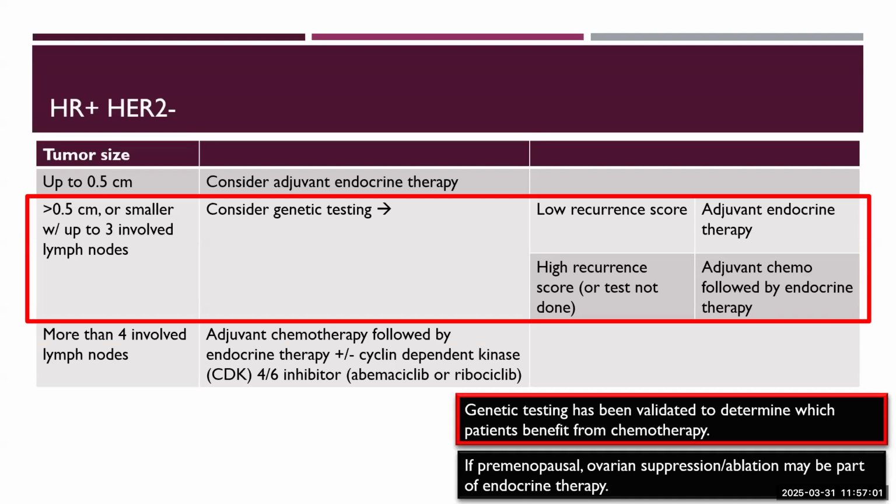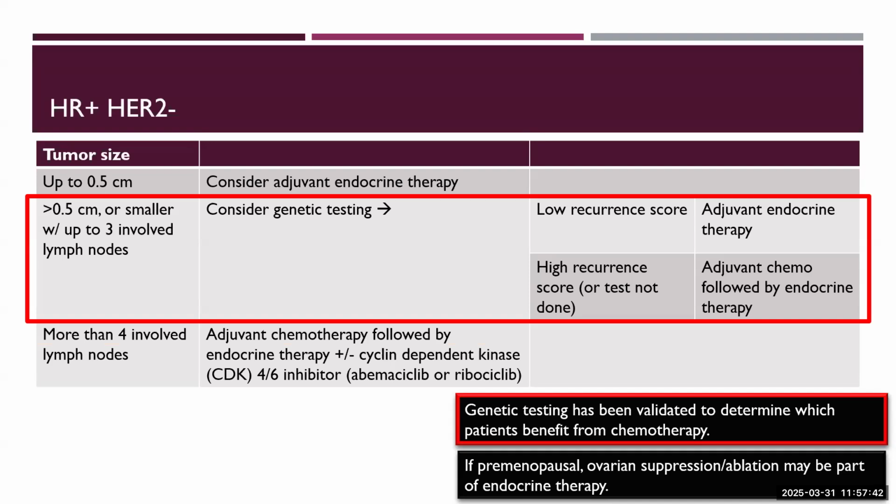If they have a high recurrence score or a test not done, then you would do adjuvant chemotherapy followed by endocrine therapy. No matter what, they're going to get endocrine therapy. It's just we're deciding if they should get chemotherapy or not. If they have more than 4 involved lymph nodes, then they are definitely a candidate for adjuvant chemotherapy. We don't need to do any further genetic testing, followed by endocrine therapy, and then also plus or minus a CDK4/6 inhibitor, which is abemaciclib or ribociclib. We'll talk about that more in the metastatic setting, but if they have higher risk disease up front, then we're going to add additional therapies.